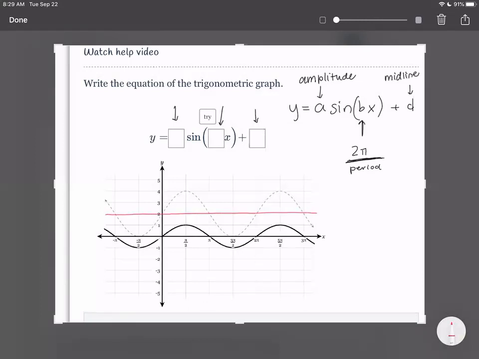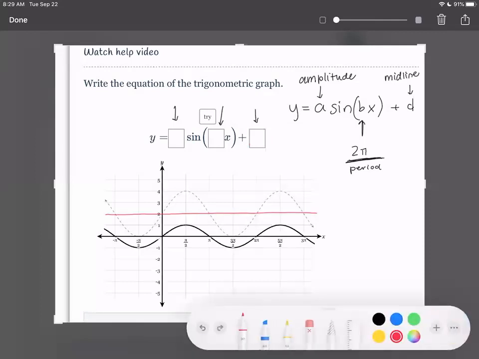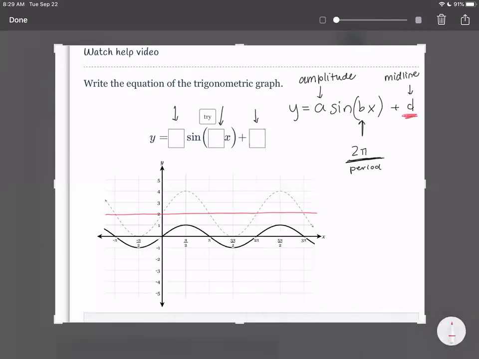I'll just write it in that color. So the midline's the one that goes at the end, okay?